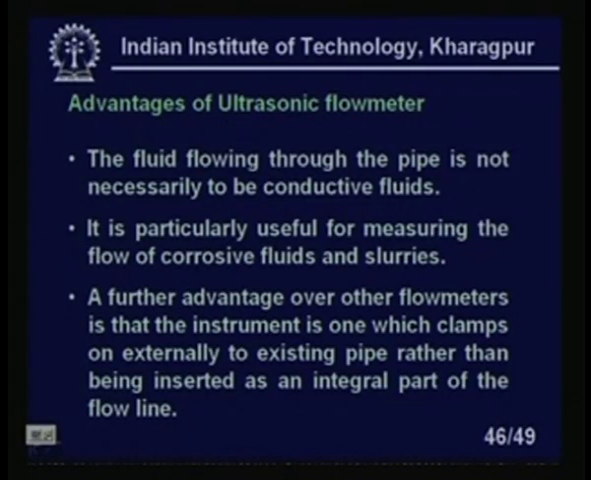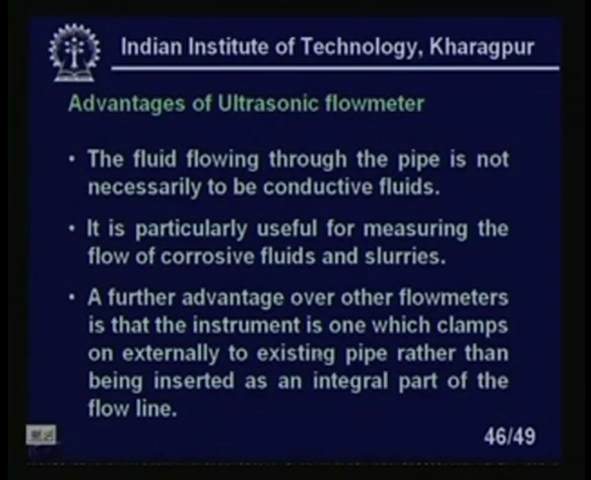A further advantage of the ultrasonic flow meters over other flow meters is that the instrument clamps on externally to the existing pipe rather than being inserted as an integral part of the flow line. It happens in the case of electromagnetic flow meters also, you do not have to install anything inside the pipe, unlike orifice meters, turbine flow meters, or rotameters where the bob is inside.